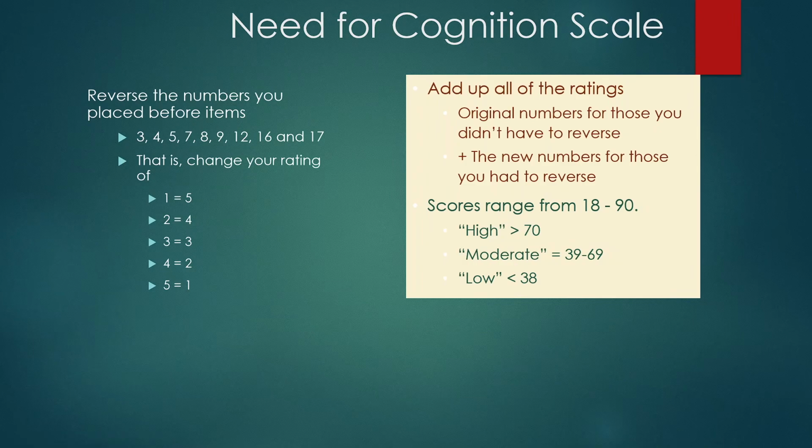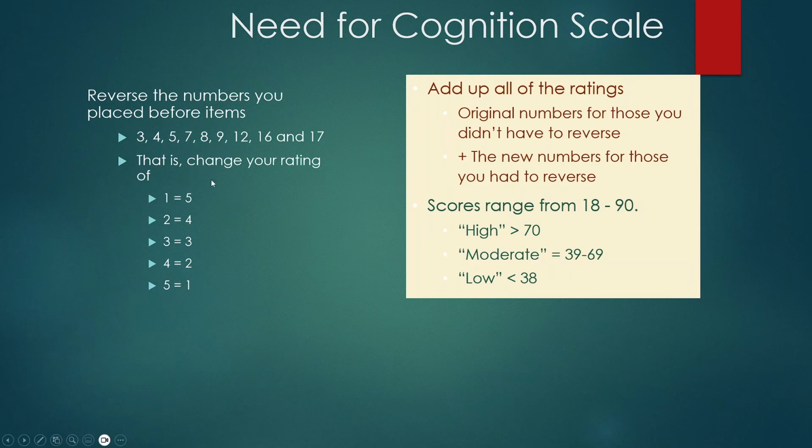They loosely have created categories. People who have a score that's greater than 70 are considered high on the need for cognition. People who are between 39 and 69 are considered moderate. And then people who are below the score of 38 are considered lower on this trait. So it's considered a trait. This has nothing to do with intelligence or working memory capacity or anything like that. It's a trait, it's a style. And so that's why we have these characteristics.